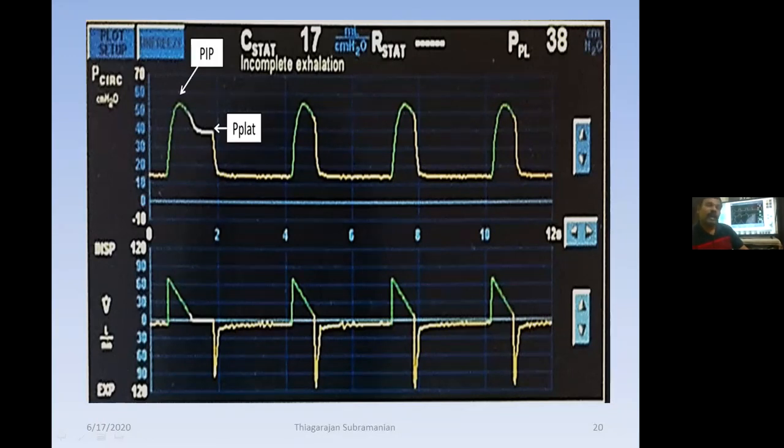And another thing, air trapping. How do you refer to air trapping? It is a kind of breath stacking, that means taking a breath on top of a breath. Okay, that can also develop auto PEEP in this area. So we can produce an auto PEEP, and it will give an alarm. In that situation, we can find it with the auto PEEP method, which can be measured by pressing the expiratory hold. You have to press the expiratory hold button, then you can find the auto PEEP level.